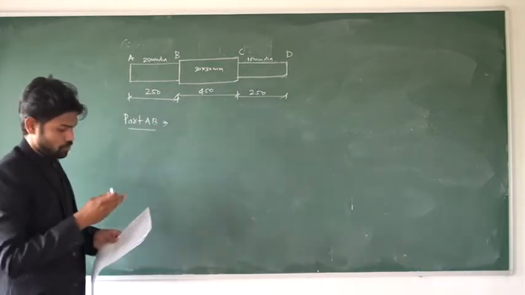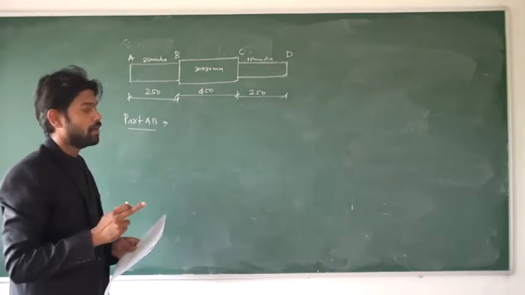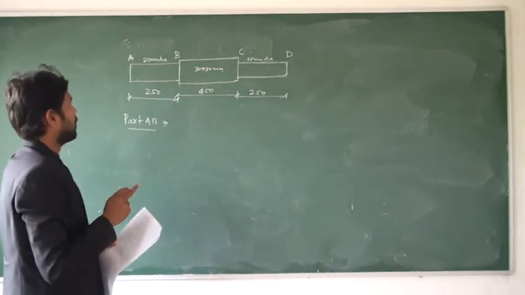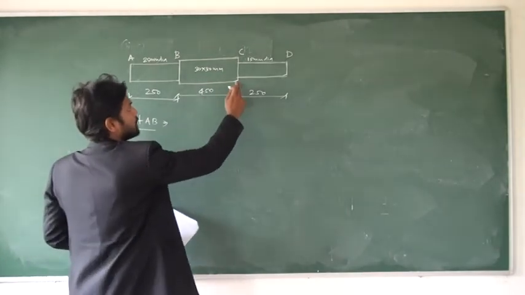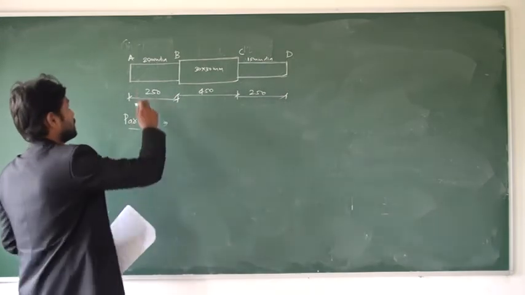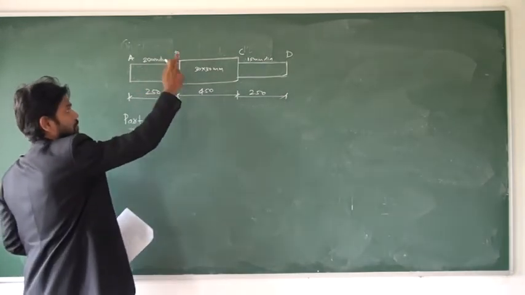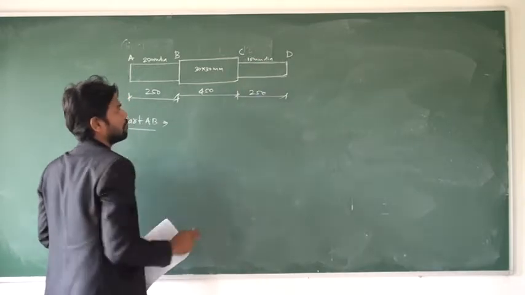Okay, so this is the sketch of the problem. The bar is A, B, C, D. Three parts. AB part has length 250, BC has length 450, CD has length 250. Okay. So now this is cylindrical with 25 mm diameter, this is square 30 mm by 30 mm, and this is cylindrical with diameter 15 mm.